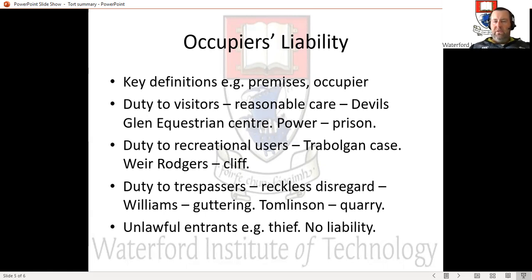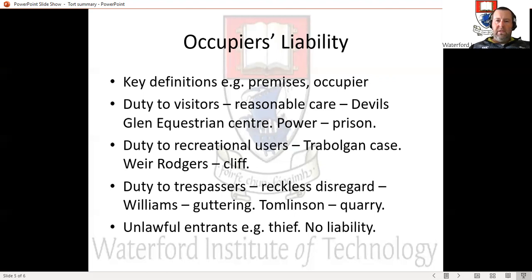The duty to recreational users. A recreational user is defined as somebody who's engaged in recreational activities. So hill walking, that sort of thing. So there's a Trabolgan case where a lady was at a Trabolgan leisure facility and she was traversing along a muddy path with probably not the best grip footwear, carrying a child on her back, and she slipped and fell and suffered some serious injuries and sued and won.